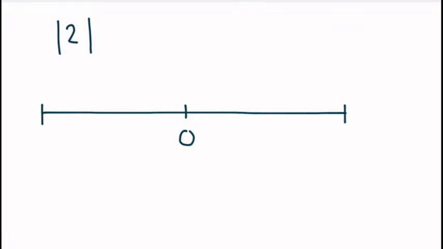Now when I say the distance from 0, that also means that the distance can never be negative, because if you think about it, you can never be, for example, negative 6 miles away from someone. Distance is always positive. So if I asked for the absolute value of 2, then the absolute value would be equal to just 2, because it's 2 away from 0.